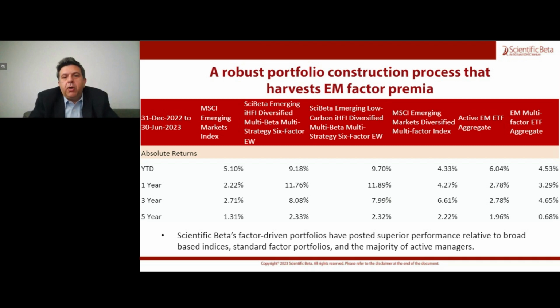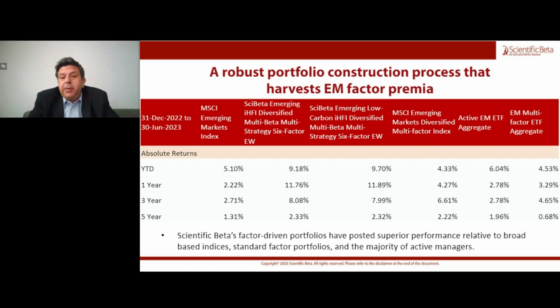Now, going to the fourth column, because you may have a question, what about other factor indices, right? Well, we can see here that it's not just a matter of picking the right factors and so on. Our process actually is the reason for outperformance. So you can see here, again, against the MSCI EM multi-factor index, there is, I would say, a fairly significant outperformance, even as far back as the 3-year number. And the 5-year number, we're still ahead, but it's a smaller gap.